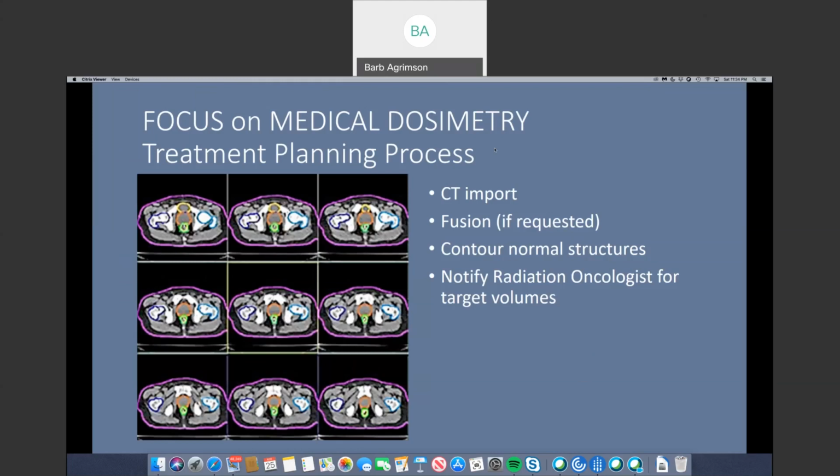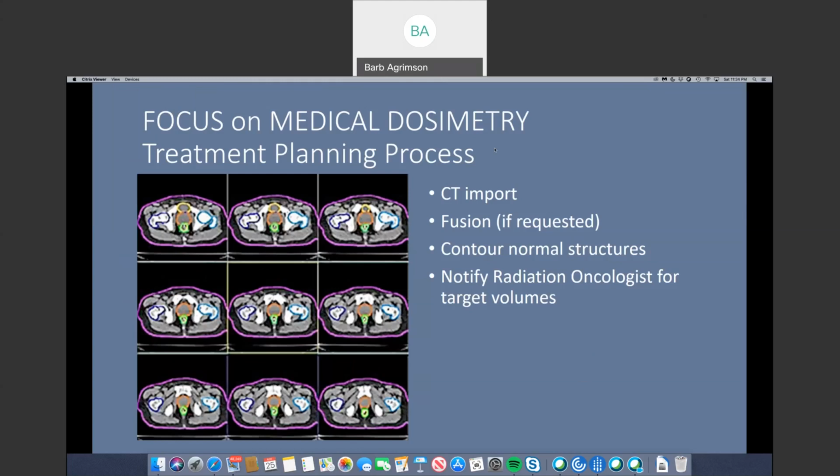Dosimetrists will complete contouring of normal structures within the defined area that we're treating. They are not allowed to do any of the contouring of the target volumes. That is reserved for the radiation oncologist. Once normal contouring of structures is complete, the radiation oncologist will be notified and they can begin contouring the target volumes.